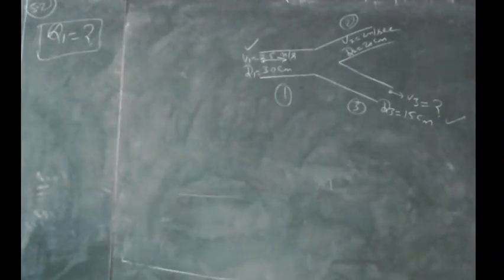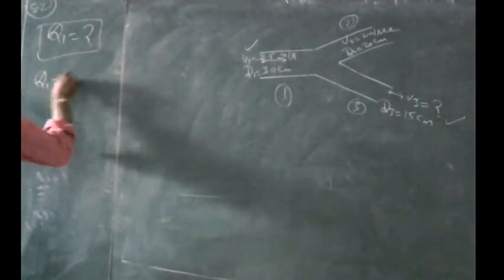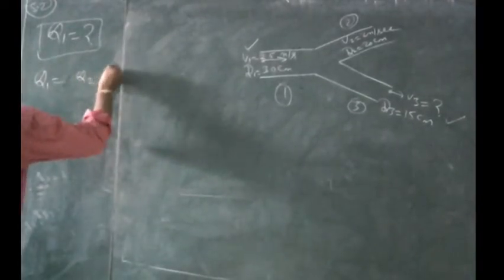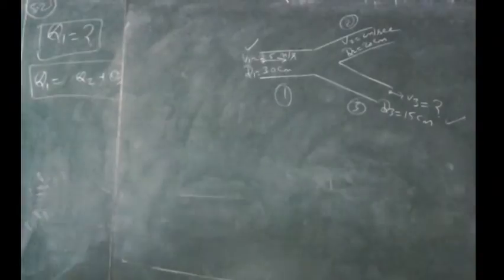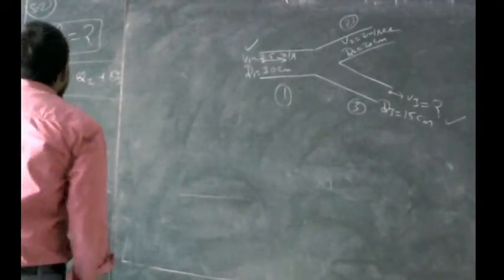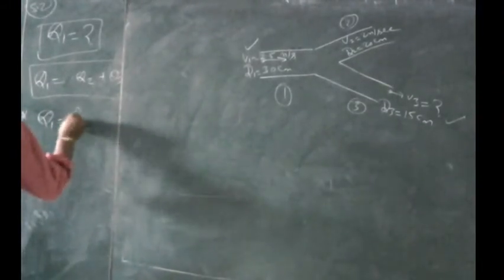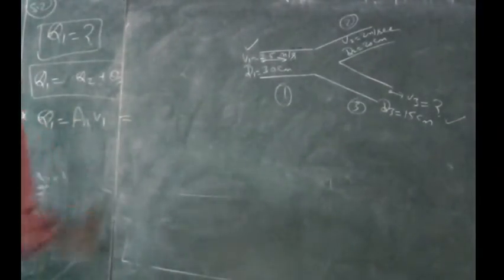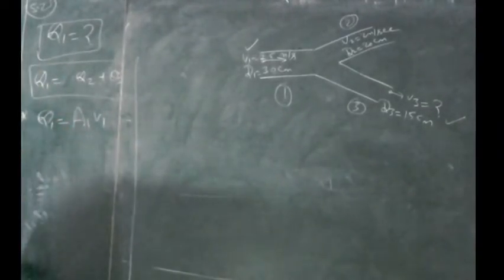Now the question from here. Q1 equals Q2 plus Q3. Is that clear? Then what will be Q1? Q1 equals A1 V1.